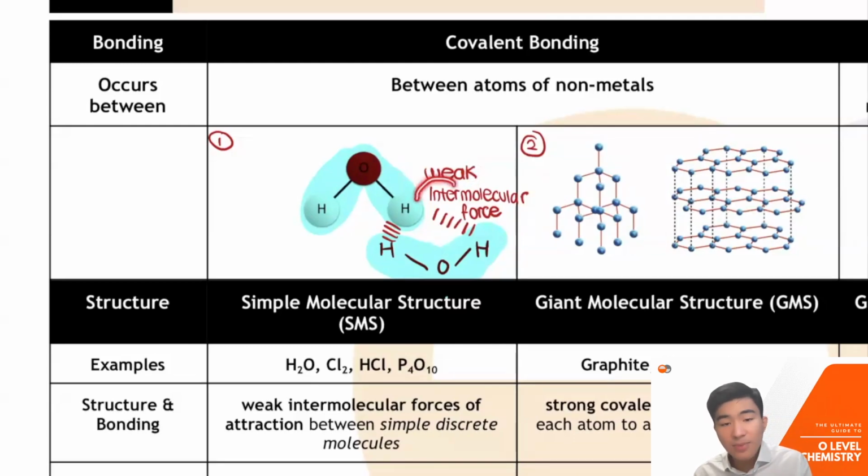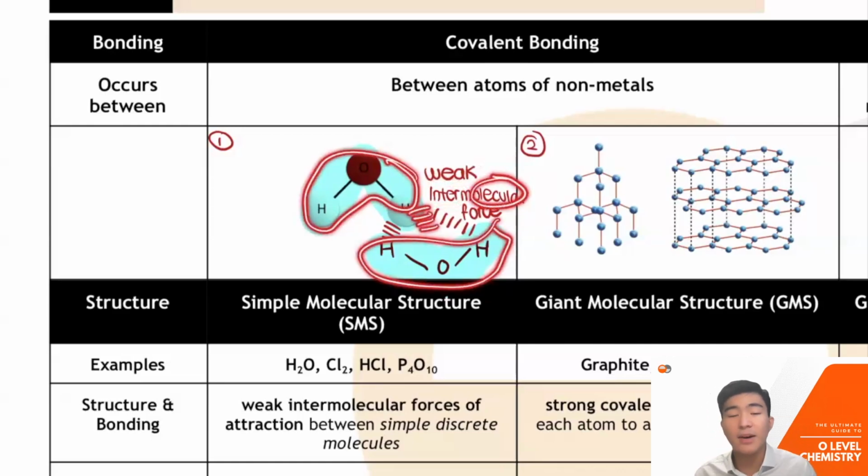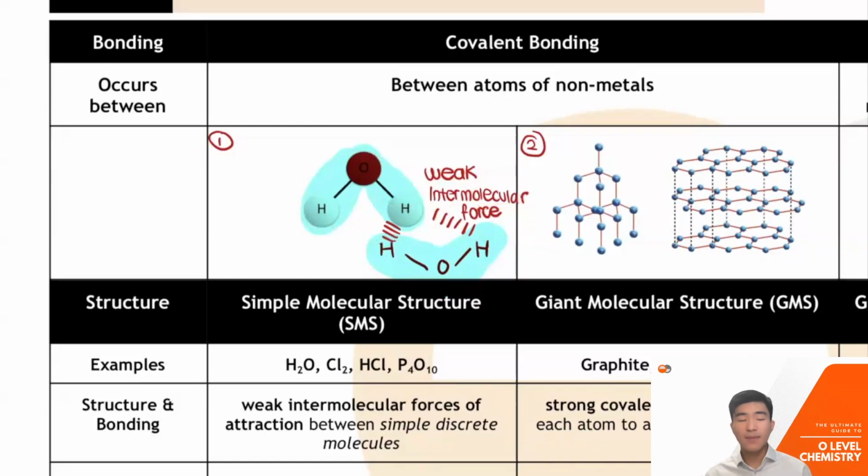Now, inter means what? Between molecules. Molecule of water 1, molecule of water 2, they interact with each other by a weak intermolecular force. Now, this has implication later when you are explaining in terms of melting and boiling point as well as physical properties. Why is it that simple molecular structure have low melting boiling points? It is precisely because little energy is required to overcome the weak intermolecular force between the molecules.